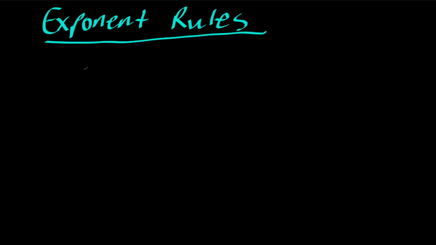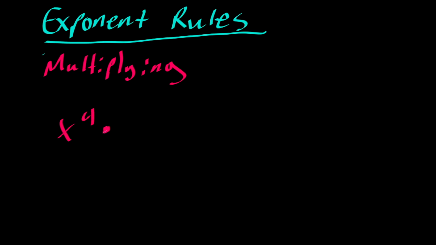So exponent rules. Let's start off with multiplying. We'll start off with the multiplication rule. So let's say we're multiplying, and let's say I have x to the fourth times x squared.